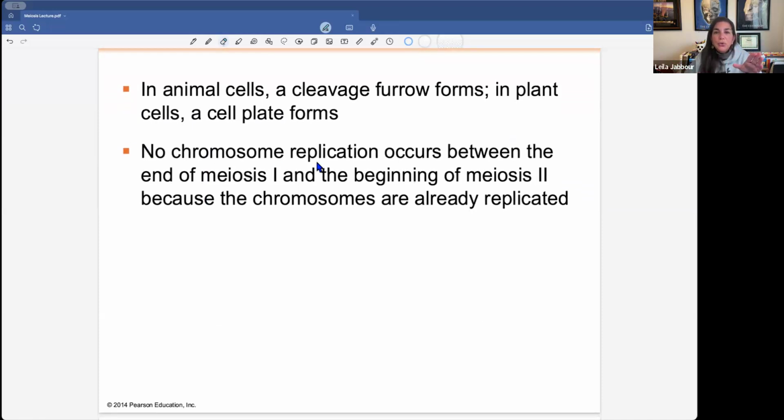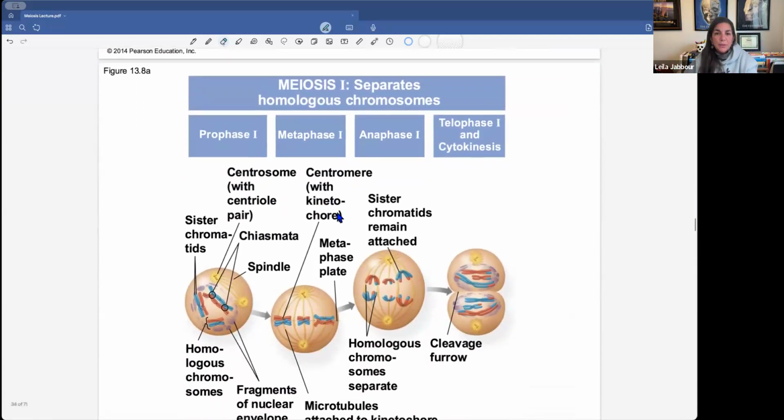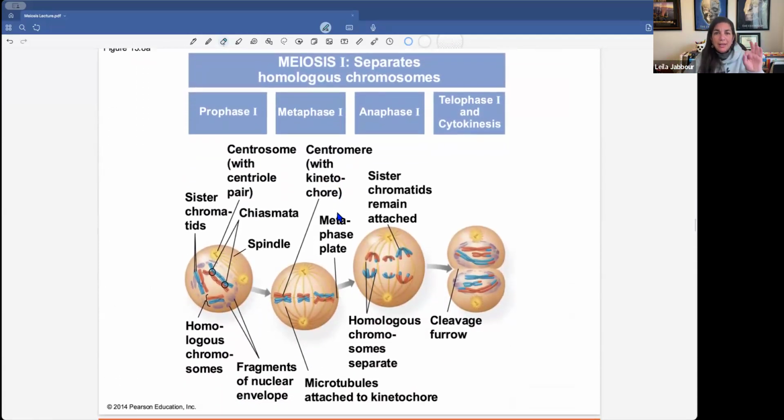Okay, and there is no cell cycle, like we're not re-replicating the chromosomes here. It's literally two cellular divisions in a row. There's no interphase or anything like that happening at the end of meiosis 1. So meiosis 1 separates pairs of chromosomes, or homologous chromosomes. Okay, very important. This is what you need to remember. This is the whole purpose. This is what leads to diploidy.